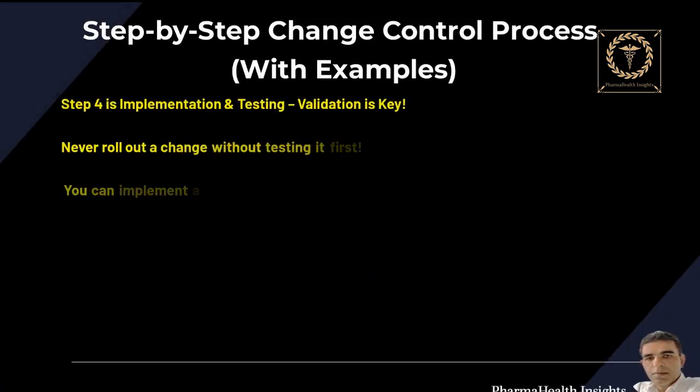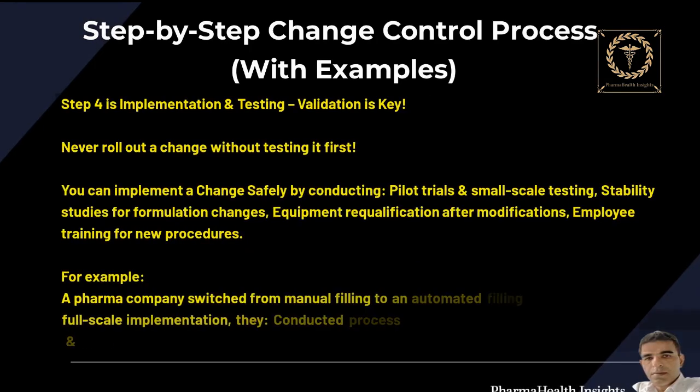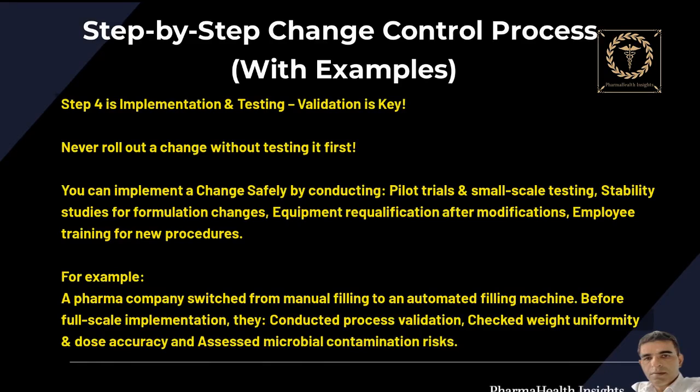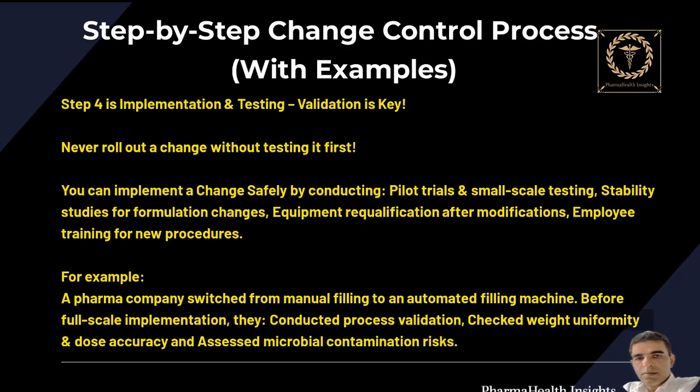Step 4 is implementation and testing. Validation is key. Never roll out a change without testing it first. You can implement the change safely by conducting pilot trials and small-scale testing, stability studies for formulation changes, equipment requalification after modifications, employee training for new procedures. For example, a pharma company switched from manual filling to an automated filling machine. Before full-scale implementation, they conducted process validation, checked weight uniformity and dose accuracy, and assessed microbial contamination risks.